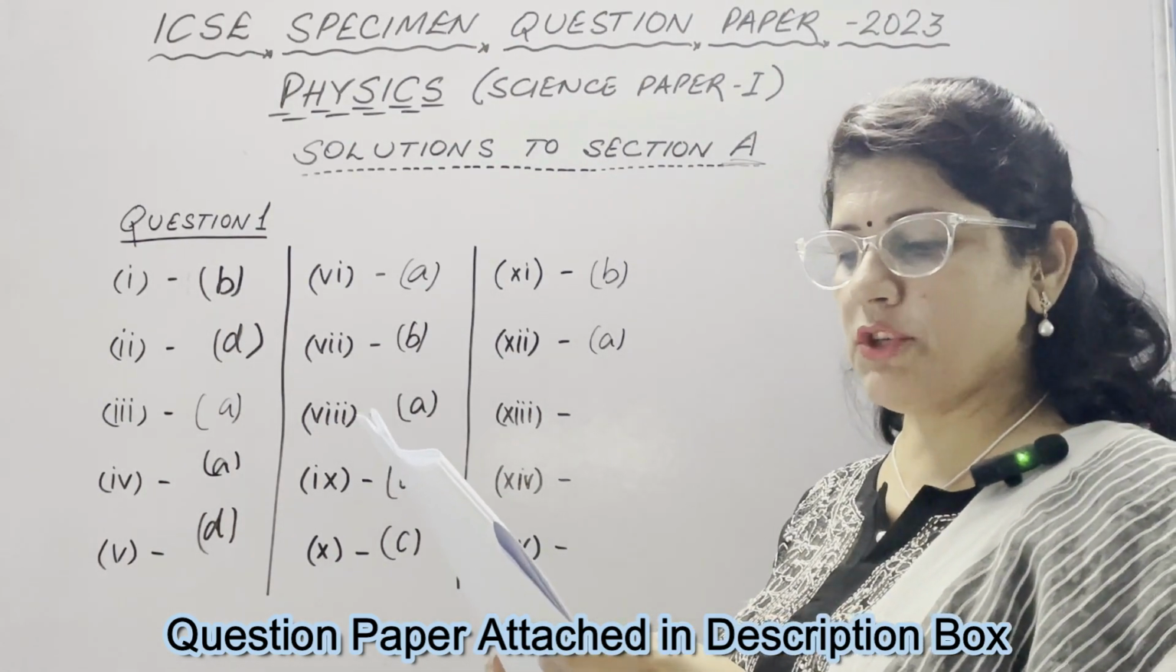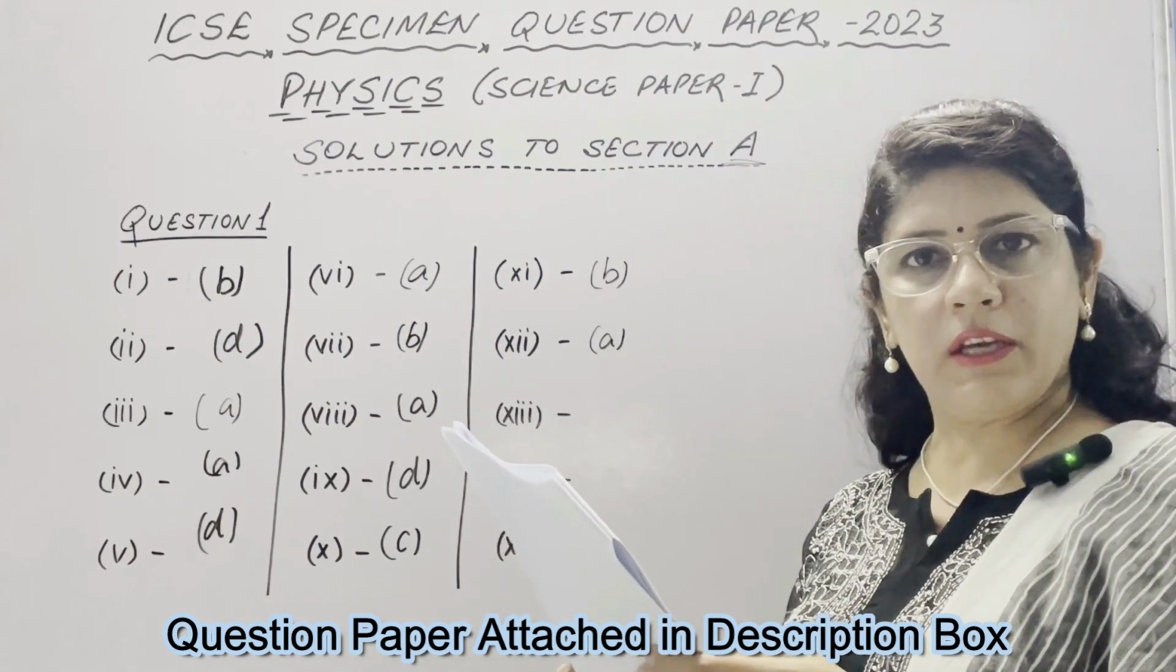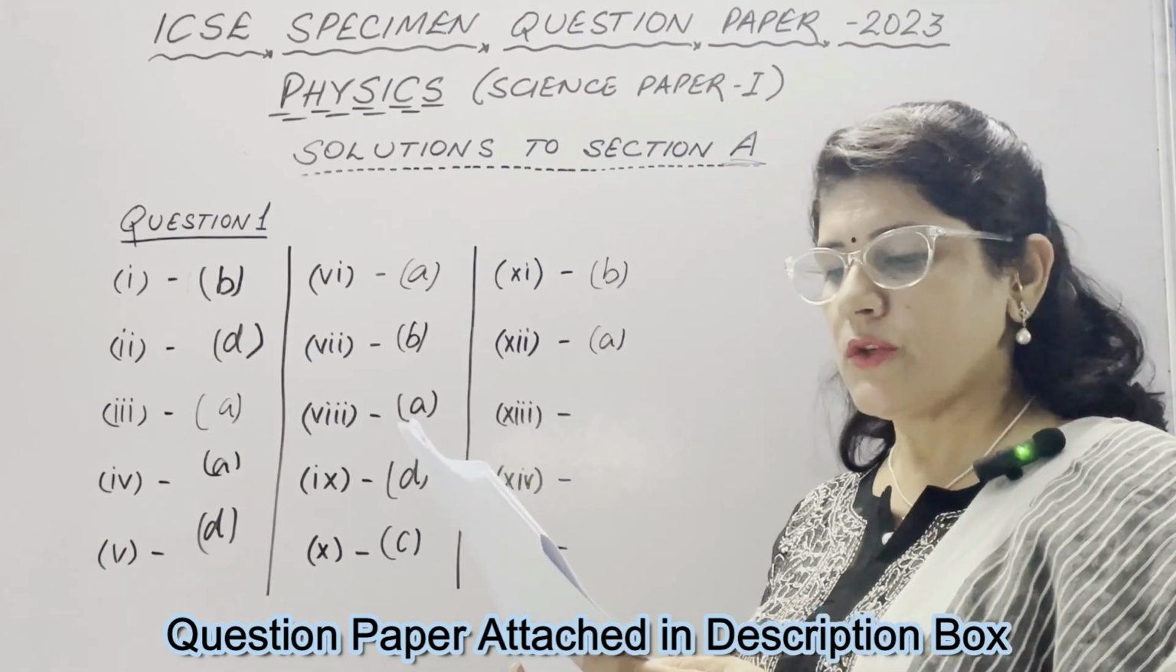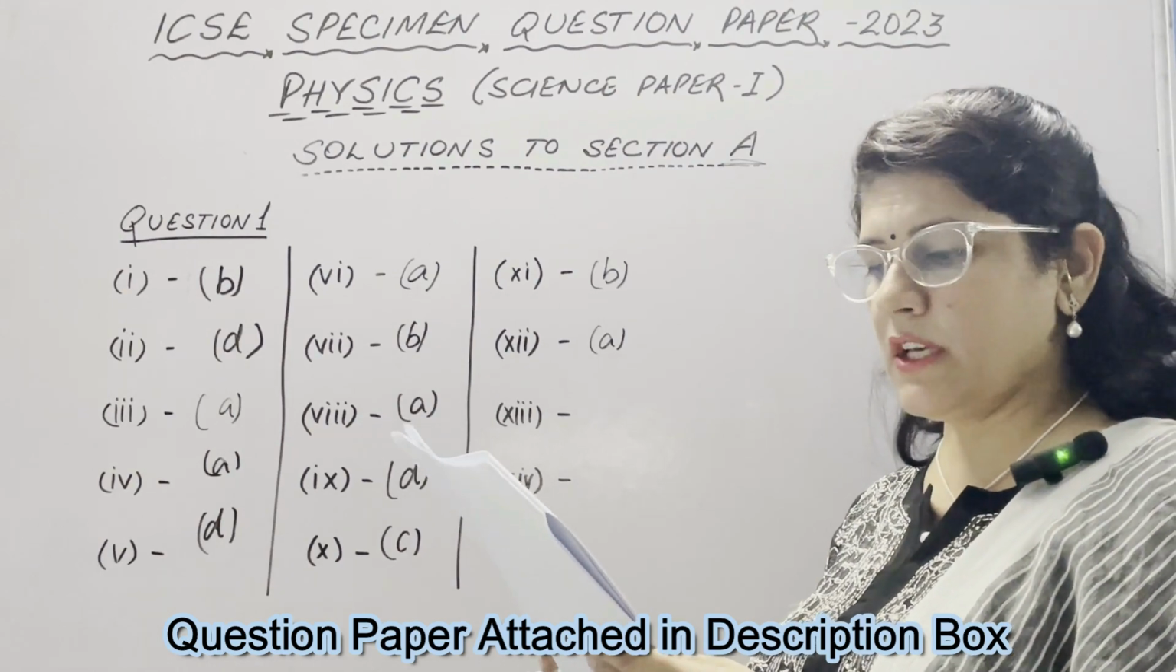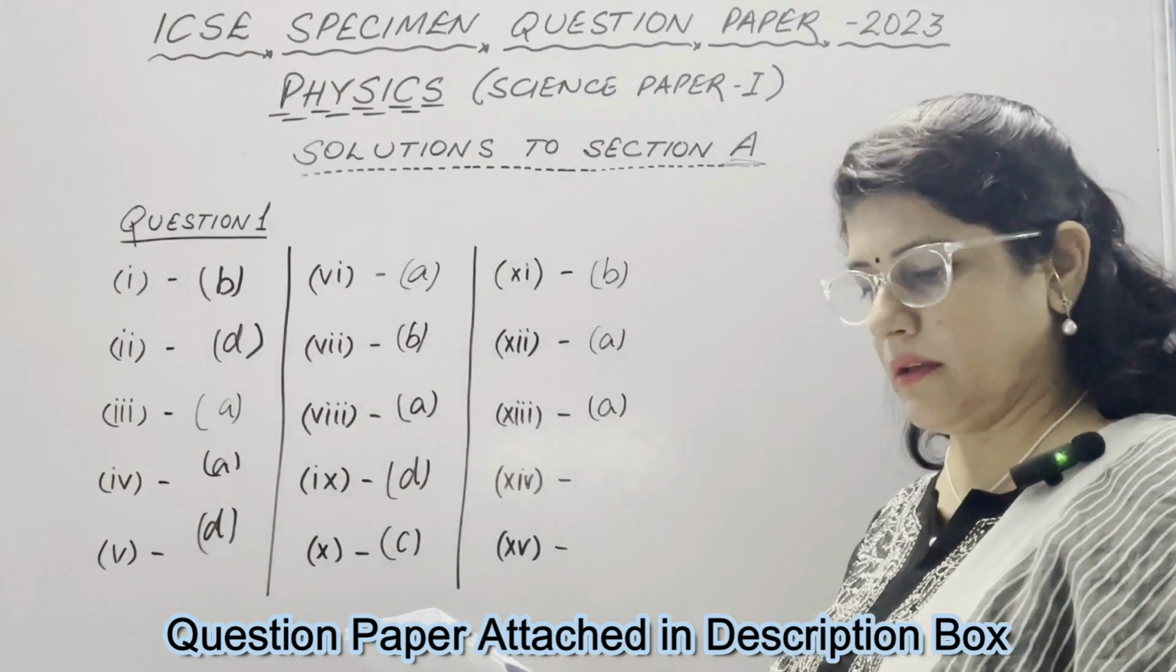In part number 13, which of the following liquids is most suitable for radiators in car? More the specific heat capacity, more is the suitable liquid. So liquid P with specific heat capacity 4000 joule per kg per Kelvin is the correct option of part 13.